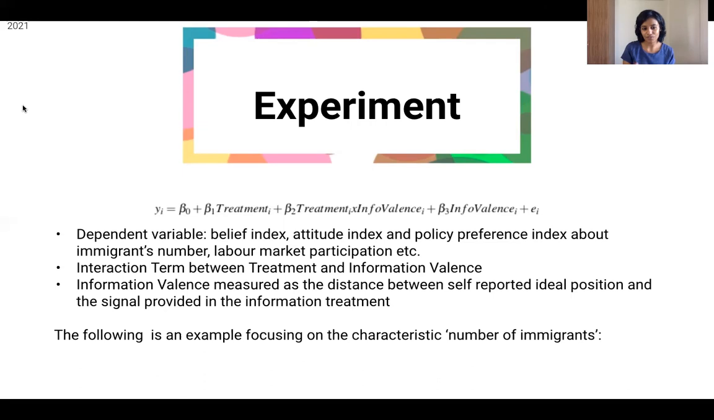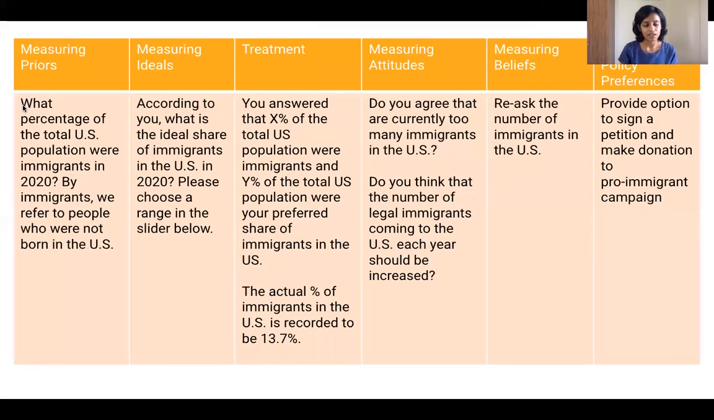So we work with an example now to understand how we're doing it by focusing on one of the characteristics, which is the number of immigrants. To measure the prior, we first ask what percentage of the total US population they think are immigrants in a recent year. Then to measure the ideals, we ask them what is their ideal share of immigrants in the US in the same year.